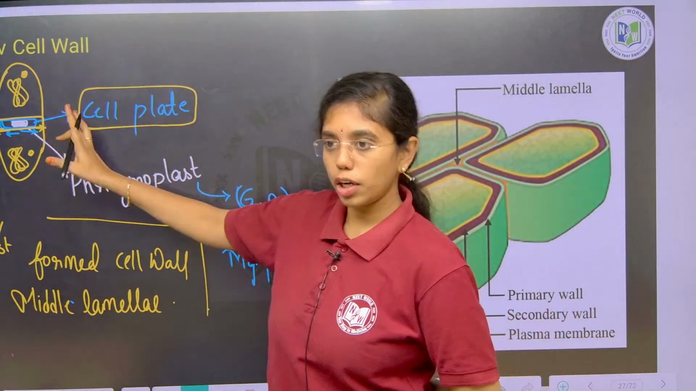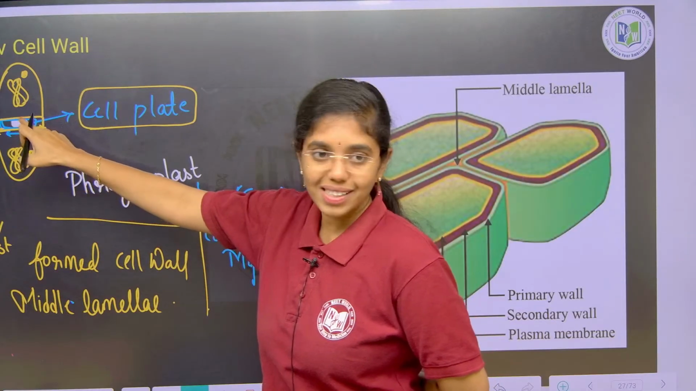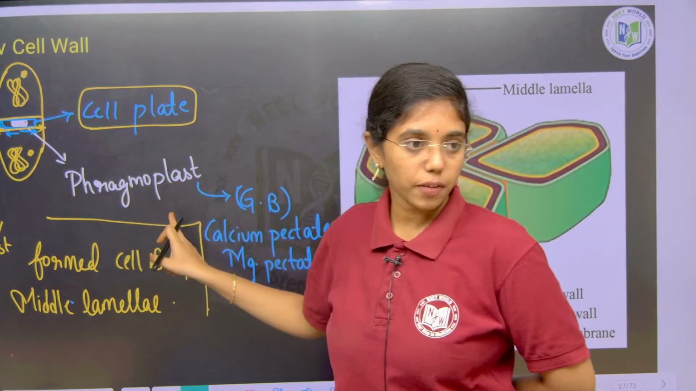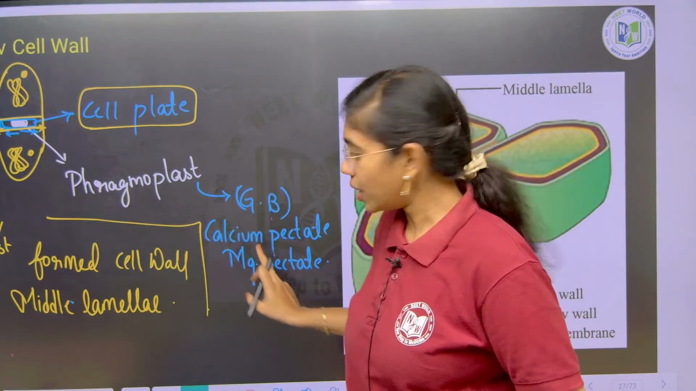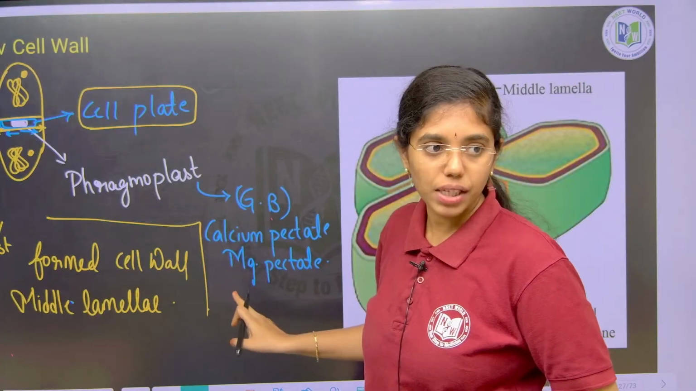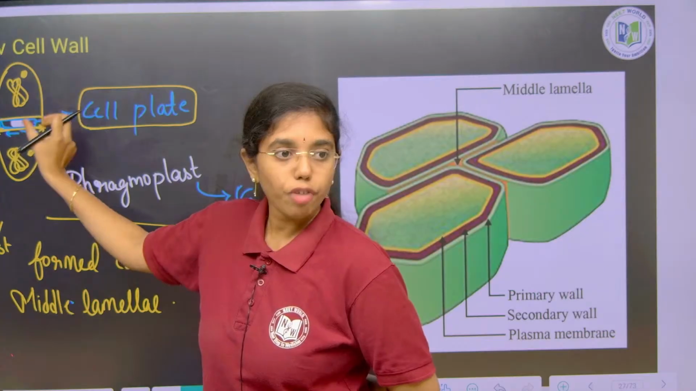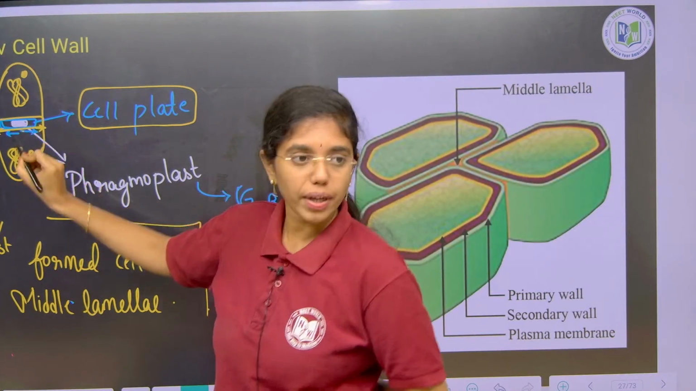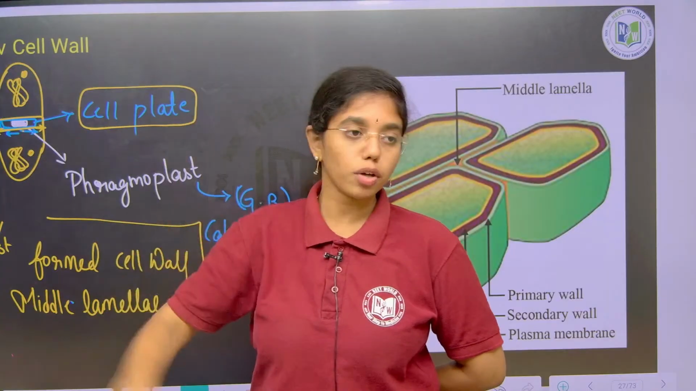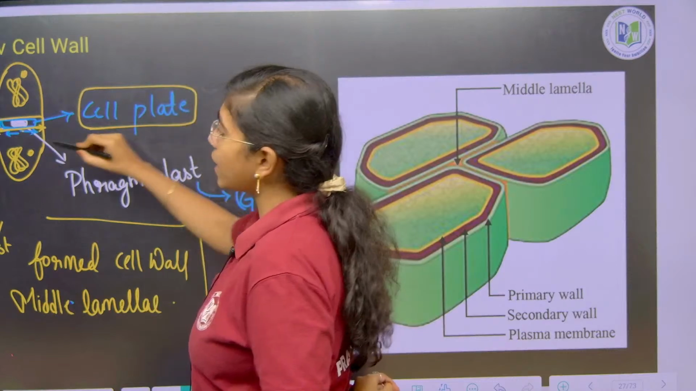Initially, after telophase, which is the last stage of karyokinesis, at the center what is synthesized? Phragmoplast, that is synthesized from Golgi bodies, and it is rich in calcium pectate and magnesium pectate. This phragmoplast will slowly move to the corners, forming up what? Cell plate. So, the movement is from center to periphery. Any movement from center to peripheral ends is known as what? Centrifugal pattern of cell wall formation.